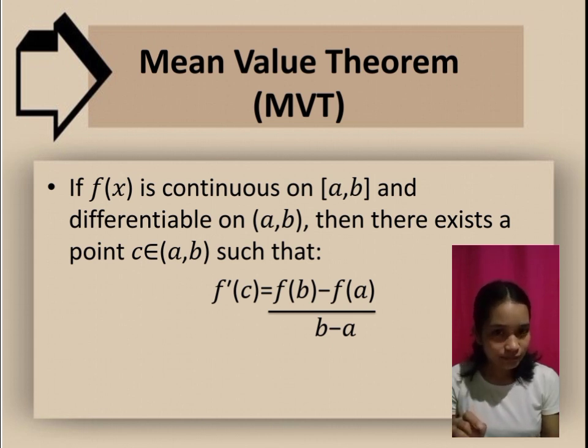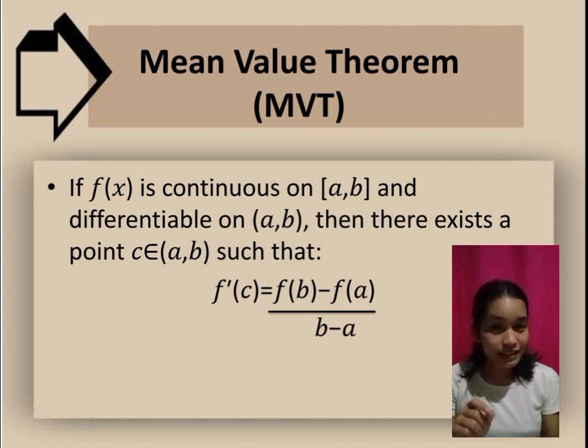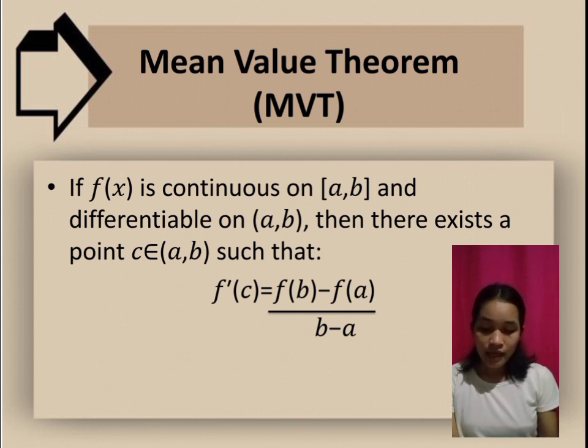Note, if f(x) is continuous on [a, b] and differentiable on (a, b), as you can see on the screen, then there exists a point c in (a, b) such that f'(c) equals (f(b) minus f(a)) over (b minus a).